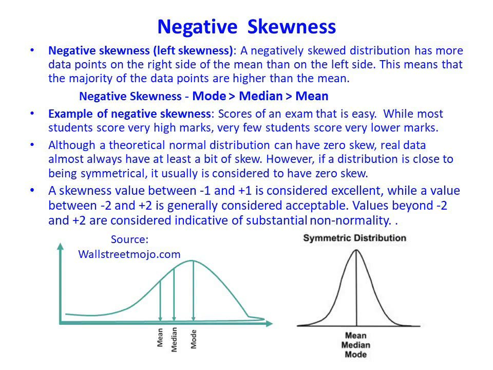Although a theoretical normal distribution can have zero skew, real data almost always have at least a bit of skew. However, if a distribution is close to being symmetrical, it usually is considered to have zero skew. A skewness value between -1 and +1 is considered excellent, while a value between -2 and +2 is generally considered acceptable. Values beyond -2 and +2 are considered indicative of substantial non-normality.